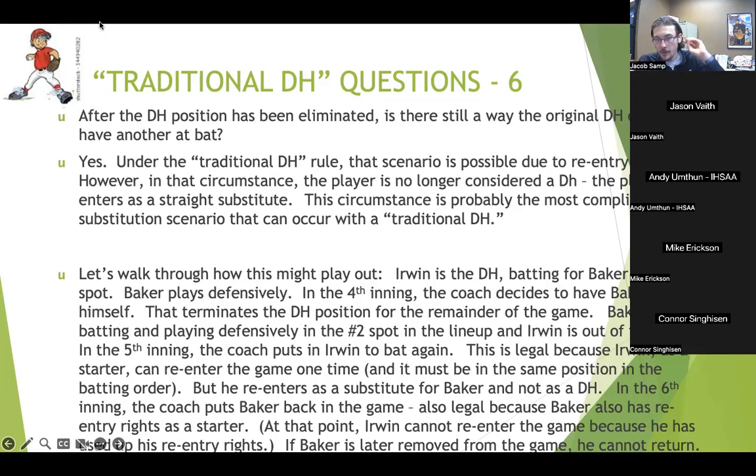So if we substitute, so Jake's the starting designated hitter. We remove Jake from the game, and we pinch hit for Jake. That doesn't terminate the DH. That just makes a substitute for the DH because our player is still in place. So if Jake goes back into the game, he should assume the designated hitter role because that position is still in play, because that position has not gone to the field.